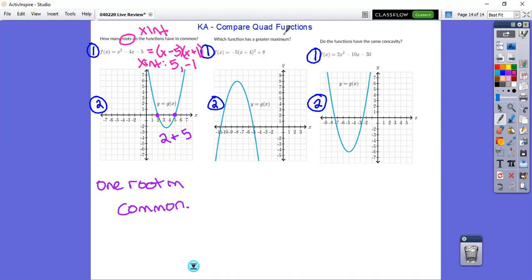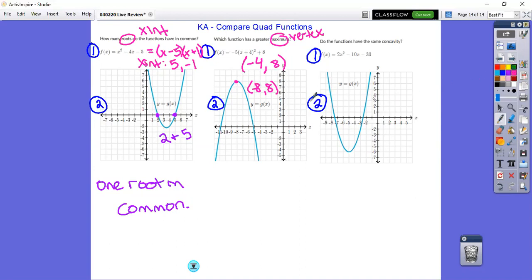The second one here, greater maximum. So when you see the maximum or minimum, you want to think vertex, okay? Luckily, this first one's in vertex form. So the vertex is, woo, technical difficulties. Hold on a second. Let's try that again. The vertex is -4 and then +8, okay? The vertex on this one is at -8 and +8. Again, I'm just reading it off, -8, +8.